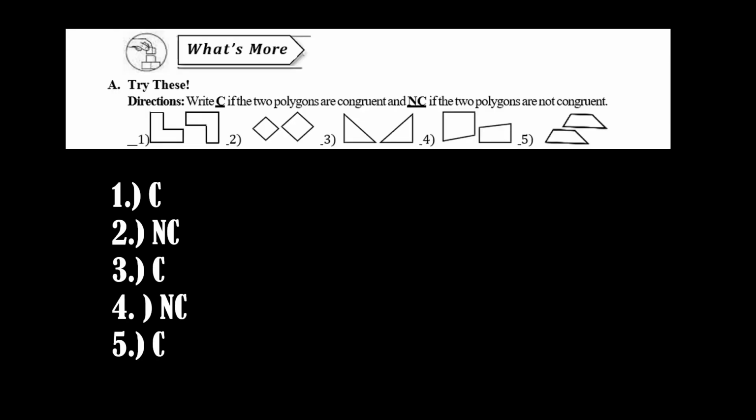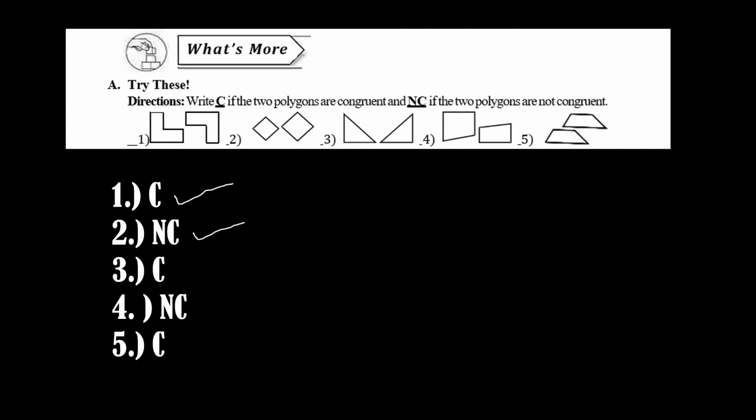Okay? Now, let's answer this. What's more? Try this. Write C if the polygons are congruent and NC if the polygons are not congruent. In number 1, do they have the same size? Yes, it has. So, it is congruent. How about number 2? Do they have the same size? They have the same shape, but they don't have the same size. So, they are not congruent.